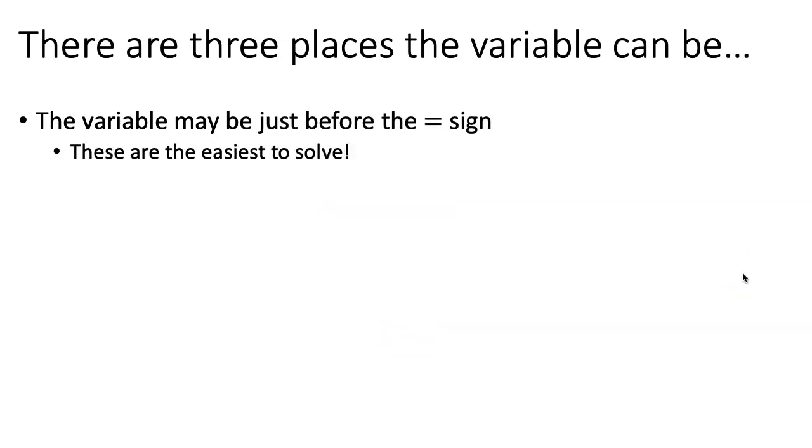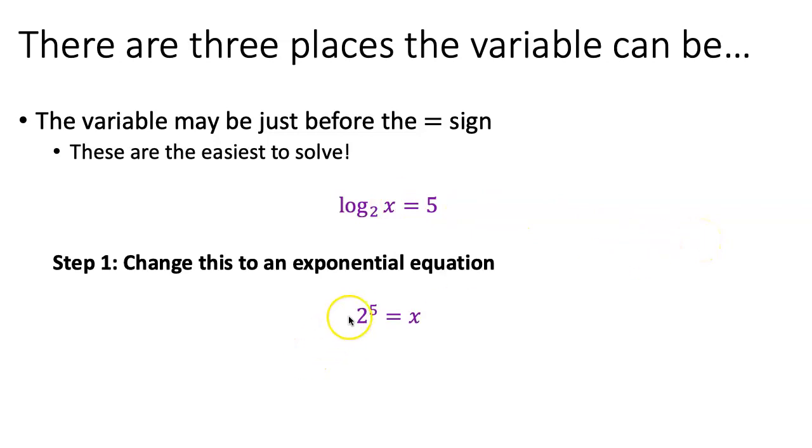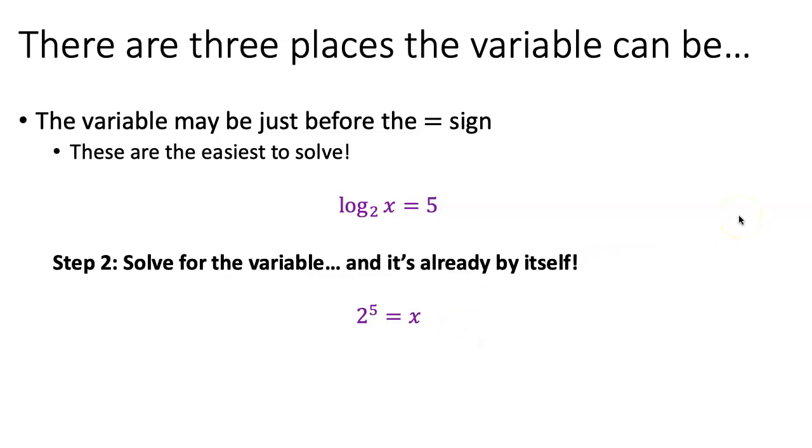The variable may be just before the equal sign, and often these are the easiest kinds to solve, as you'll see. So here we have log base 2 of x equals 5. We're going to keep following this same plan of changing this logarithm equation to an exponential equation. So here's our base, here's our exponent, and that's what they're going to equal when we take the base to the exponent. So 2 to the fifth power equals x. Now we'll solve for the variable, and it's already all by itself on the right-hand side. We just have to take 2 to the fifth power. That's 32. So x equals 32.